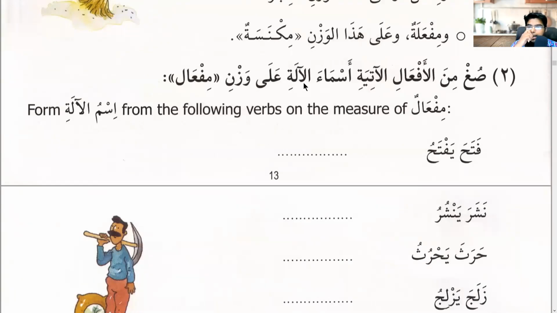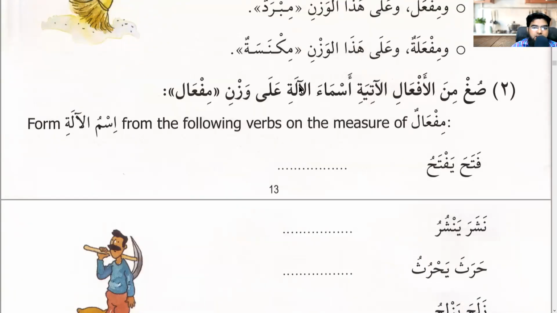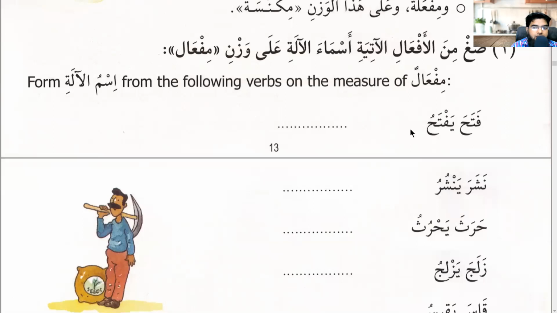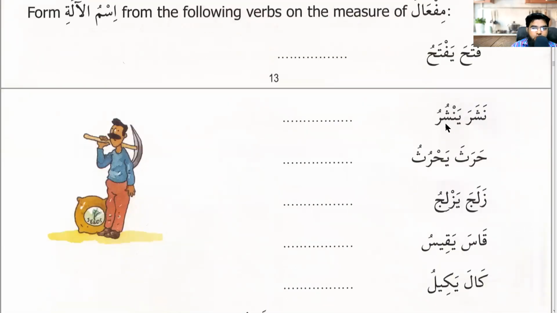Mibrad. Next, صغ من الأفعال الآتية أسماء الآلة على وزن مفعال. You have to make it on the pattern of مفعال. So he's given literally make it on مفعال. That's it. Don't make anything else, because there's no reason why it should be مفعال that we know of. Right? So فتح يفتح, very easy, مفتاح. Naam. نشر ينشر. نشر ينشر is to saw something.